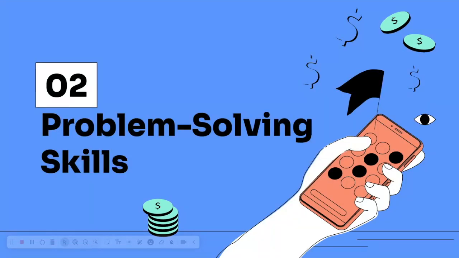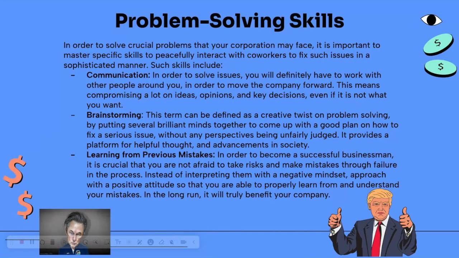And next, Gohan is going to talk about problem-solving skills. So problem-solving skills are skills that you can use to solve problems that your corporation may face. It is important to master specific skills to make sure you peacefully interact with your coworkers to fix issues in a sophisticated manner. So we have 3 main skills over here, although there are plenty more that you guys can find on your own or in your day-to-day life.